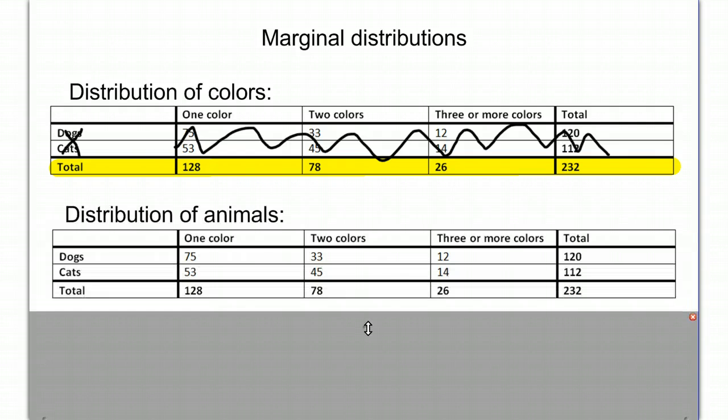Same idea applies in the other direction. The distribution of animals doesn't care anything about the color. So we can completely ignore the information about how many colors each animal is. What we care about is the total number of cats, total number of dogs, and total number of animals in this margin, the right margin here. So depending on which distribution you want to see, you get to ignore the other variable when you're finding marginal distributions.